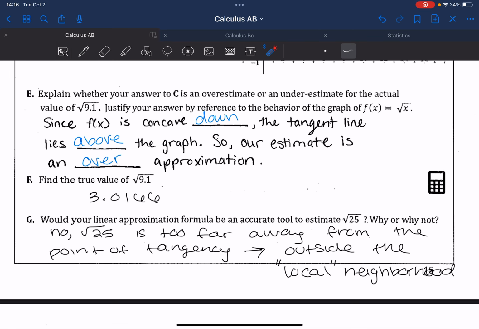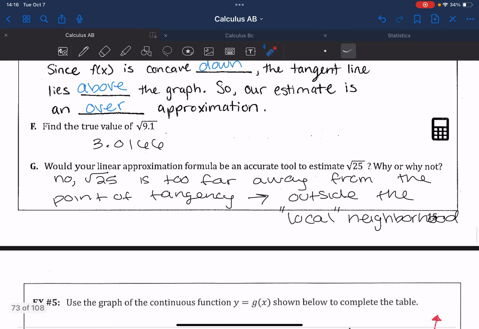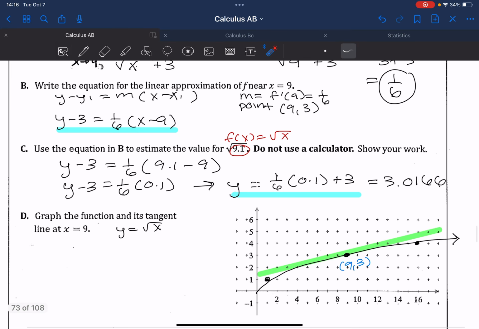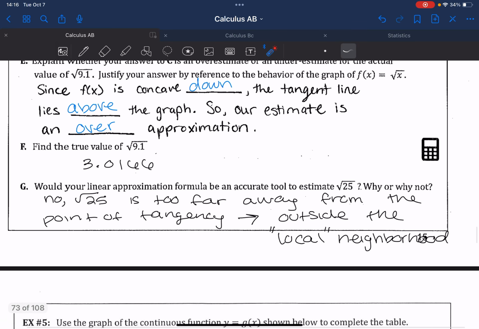We already kind of talked about this. Notice how we got that tangent line, and we were able to approximate the square root of 9.1. Well, this question says, why can't we approximate the square root of 25? Our linear approximation was when x is equal to 9, and 9.1 is very close to 9.